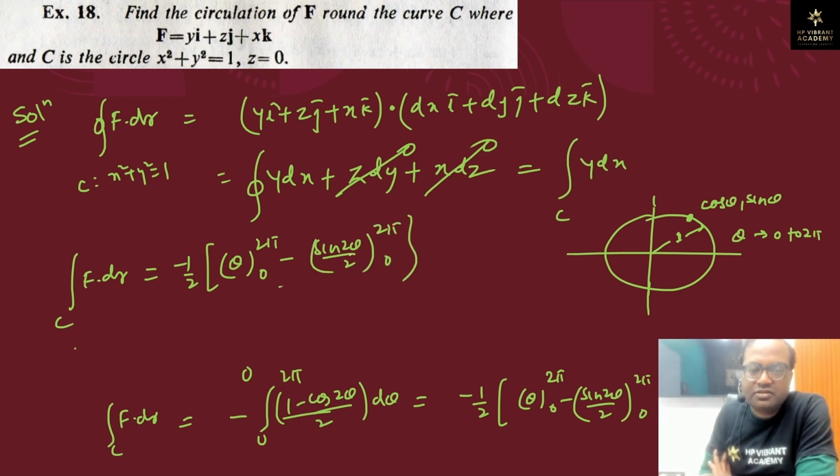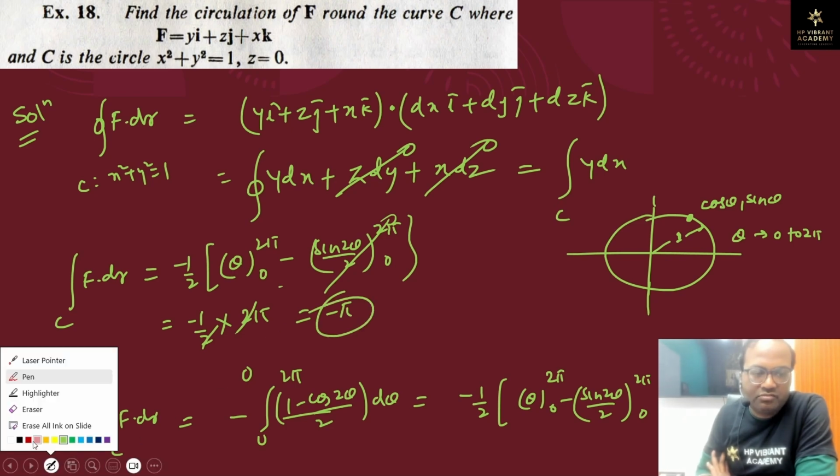So this is 2 pi. So sine of 4 pi is 0 and sine of 0 is 0. So this whole term vanishes and this is equal to minus 1 by 2 into 2 pi. So this is equal to minus pi. So the circulation is minus pi.